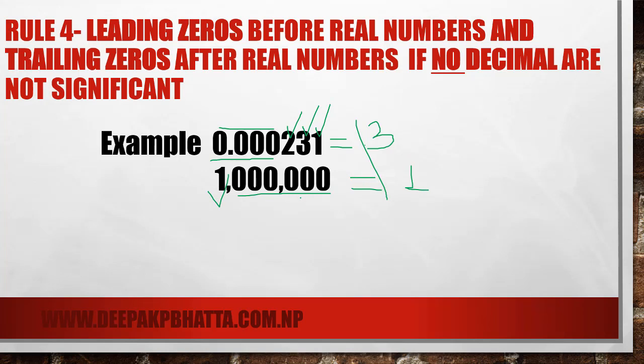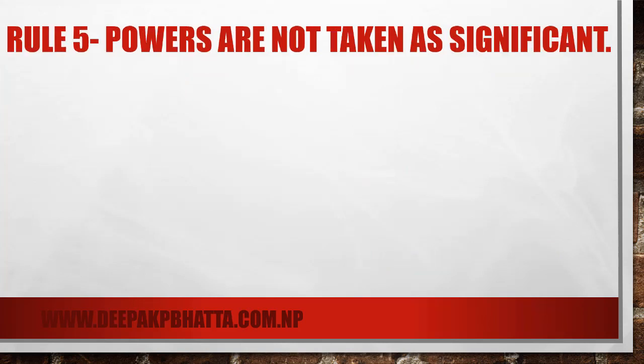1 only. These are the examples. If we take another number, 200, its significant figure is also only 1 because there is no decimal point. These two zeros are not to be counted as significant figures because there is no decimal point. Another rule, number 5: powers are not to be taken as significant.